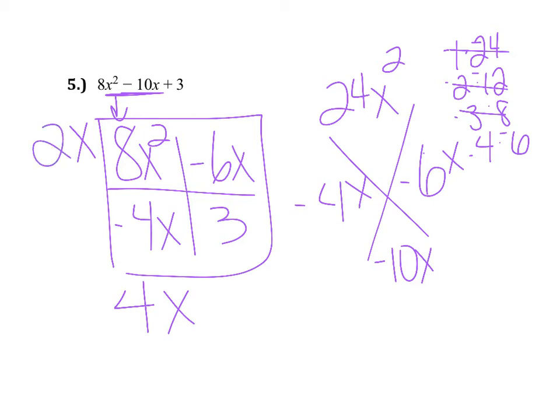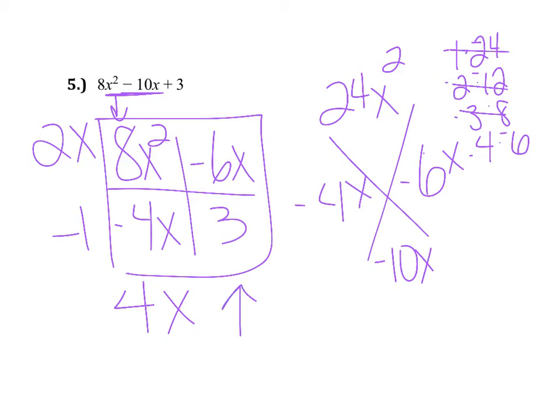So 2x and 4x make 8x squared. All right, now looking at this side, we need something times 4x to get negative 4x. So now we're going to throw in our negative sign. So this is going to become our negative 1. You can check: 4x times negative 1 is negative 4x.